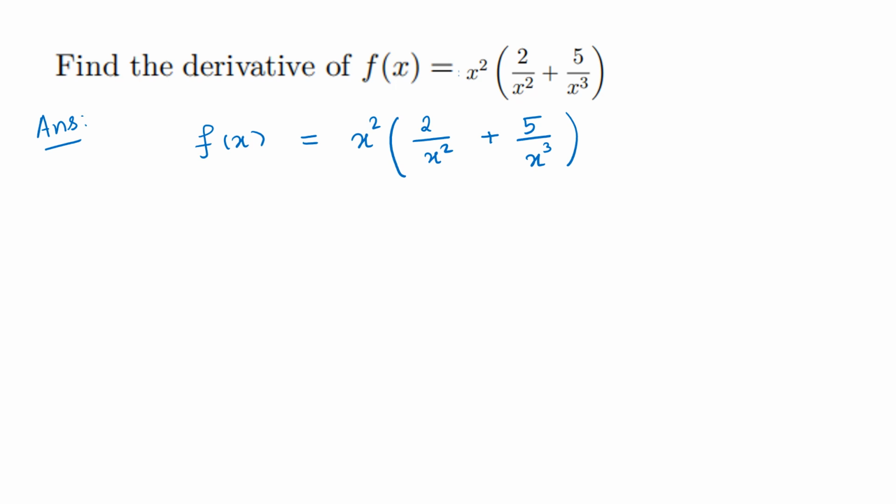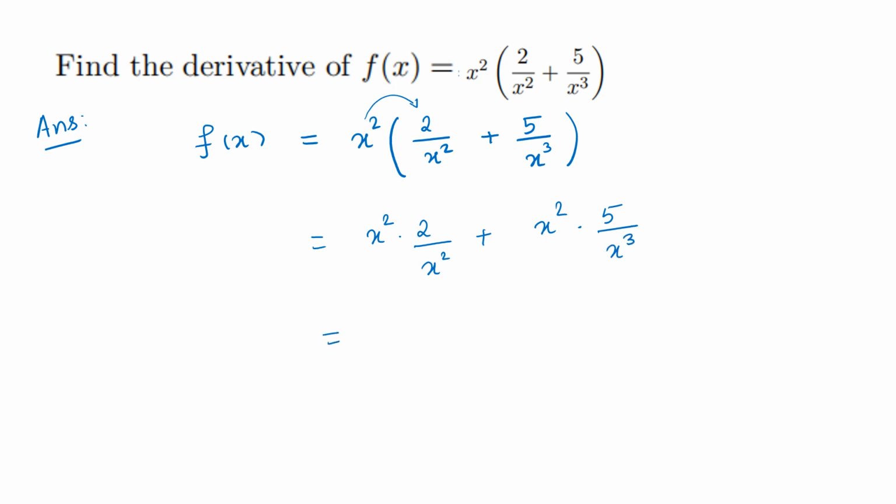In the denominator we have a function, so the u by v rule we can try. Or is it possible to take it into the numerator? Then that's also okay. But here outside one x squared is available, so I can multiply inside easily. What I have here: x squared times 2 by x squared, then x squared times 5 by x cubed.